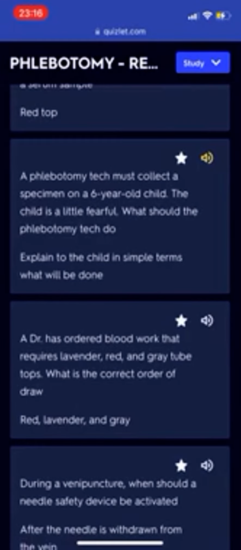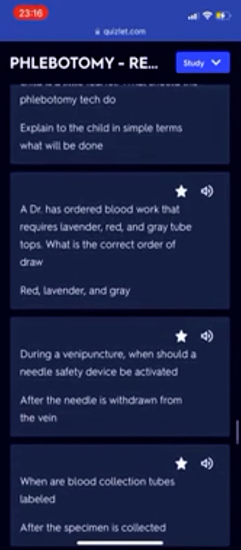The child is a little fearful. What should the phlebotomy tech do? Explain to the child in simple terms what will be done. A doctor has ordered blood work that requires lavender, red, and gray tube tops. What is the correct order of draw?